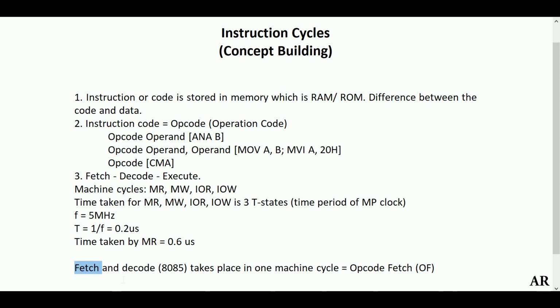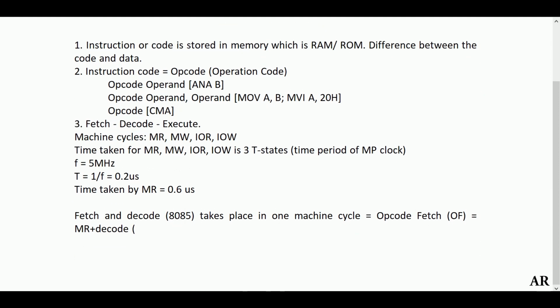That is the fetch part. The microprocessor also needs 1 T state for decode, and this is included in the opcode fetch. So opcode fetch is basically your memory read plus the decode part. That is why it takes 3 T states for memory read and 1 T state for decoding. In total, opcode fetch takes 4 T states. There are certain exceptions to this opcode fetch for some specific instructions, which we will discuss later. For the time being, the general rule is that opcode fetch takes 4 T states. Why does only opcode fetch require 1 extra T state for decoding?